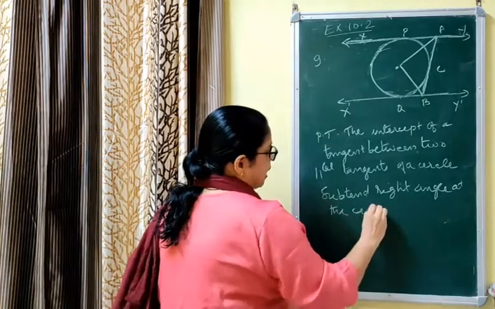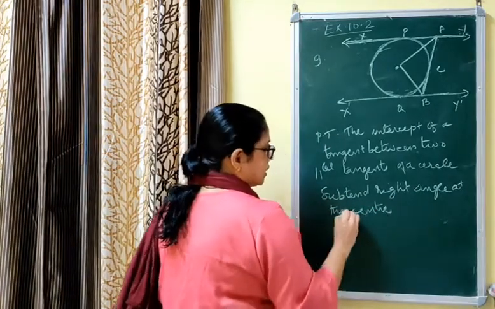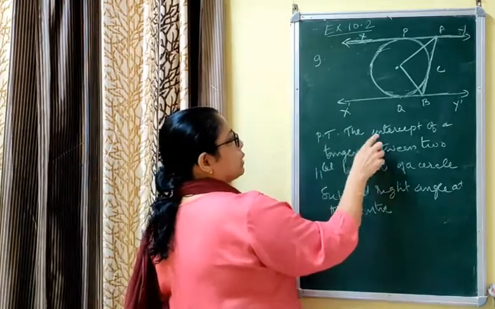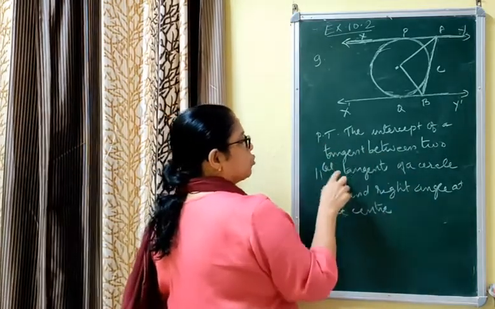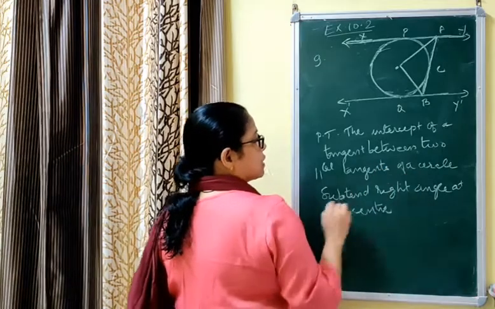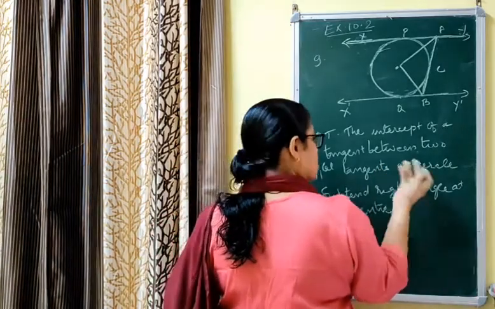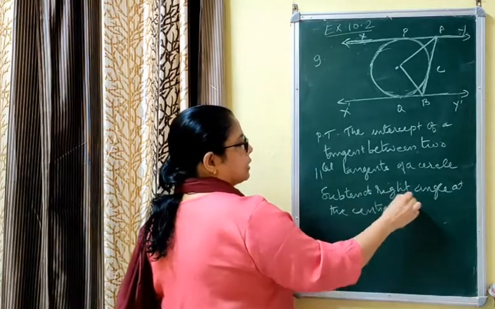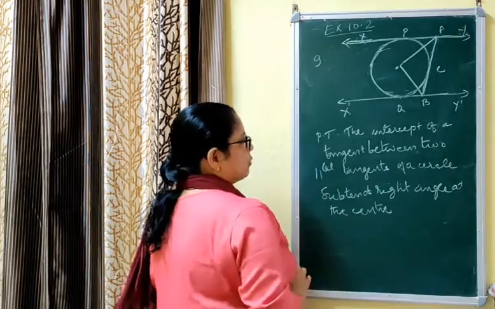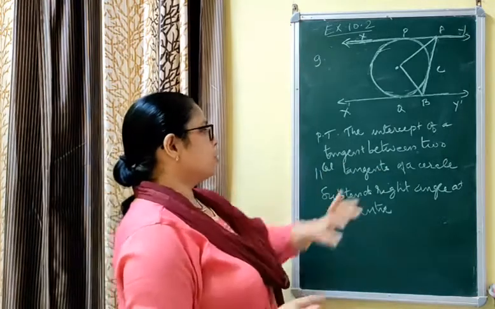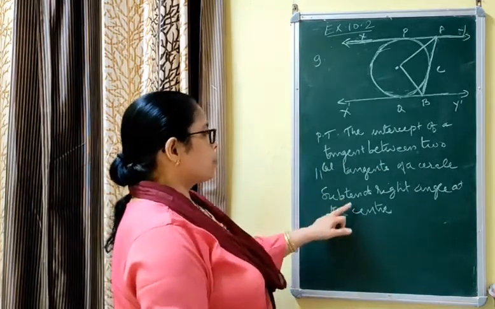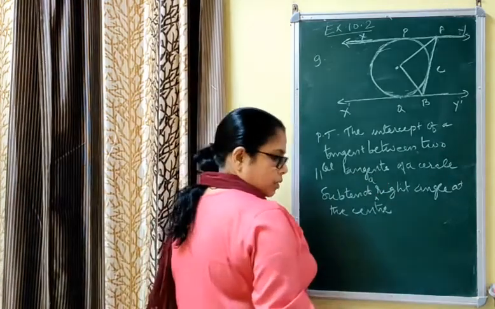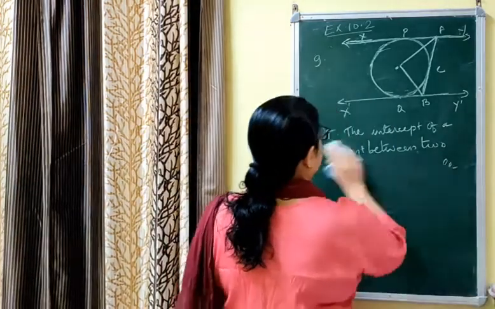So this question has come a number of times in the board examination. This question may come without a figure. The language of the question is: prove that the intercept of a tangent between two parallel tangents of a circle subtends a right angle at the center of the circle. So such questions can come without a figure also.